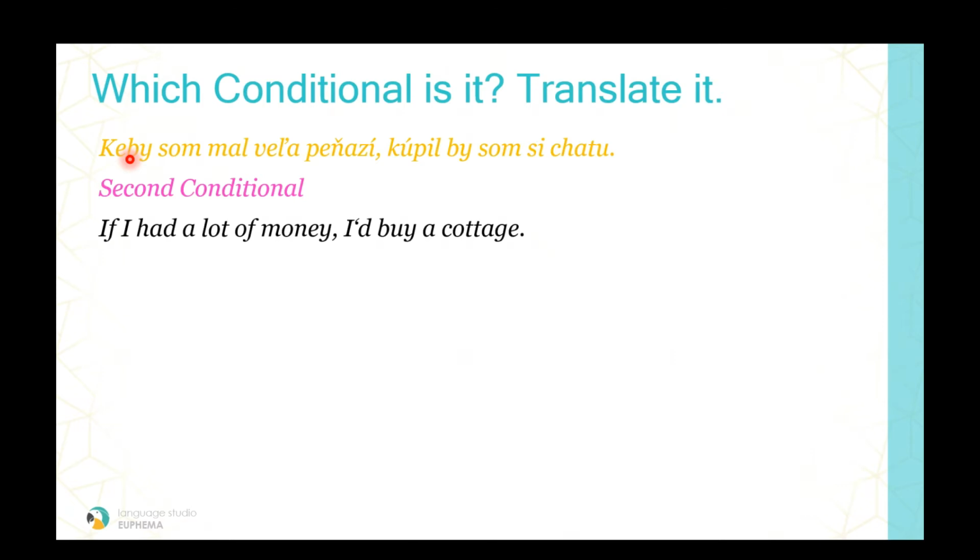If I had a lot of money, I'd buy a cottage. Very well. So this is the if clause, if I had a lot of money, where we have to put if in past simple. And the main clause with would plus infinitive, I would buy a cottage. Contraction, I'd buy a cottage. Very well. Let's continue to the next one.